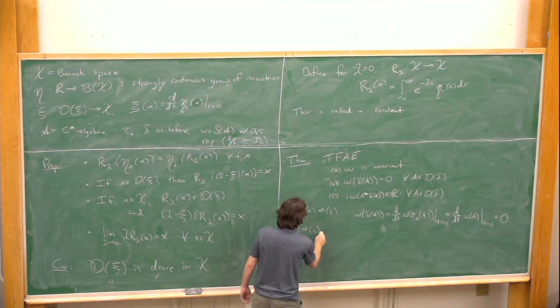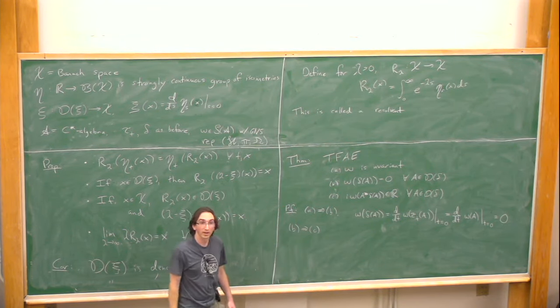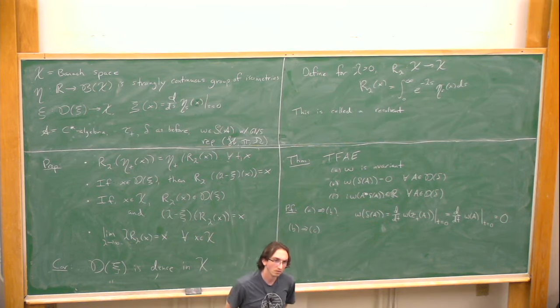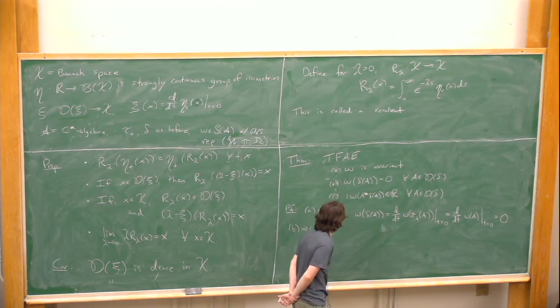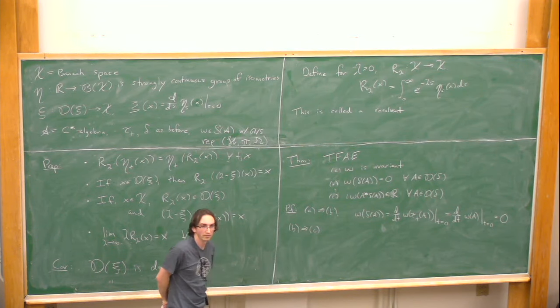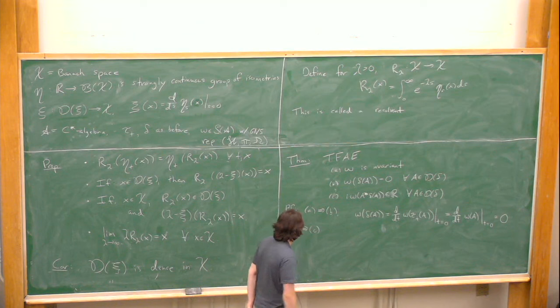Let's see, B implies C. Yeah, Daniel. Why? It seems like we interchange the omega and the derivative. Yeah, that's OK. Omega is a continuous linear function. So there's no problem there. But thank you for asking.